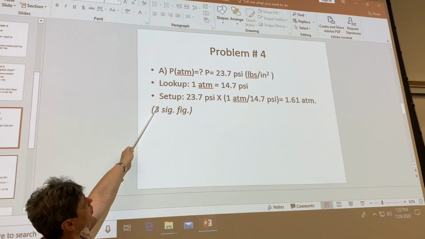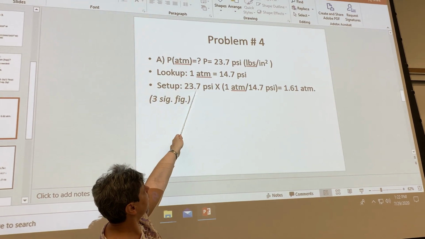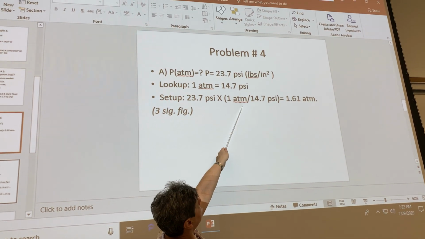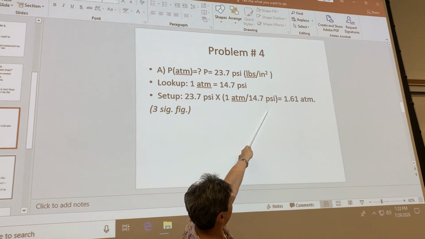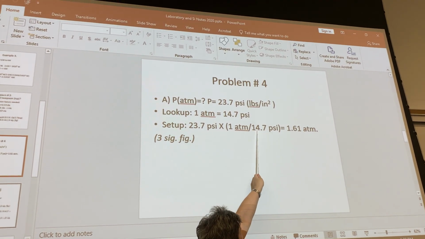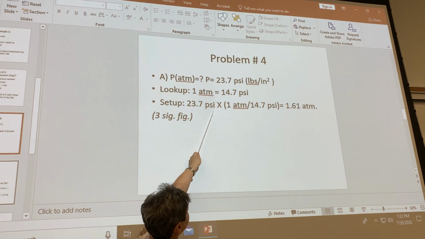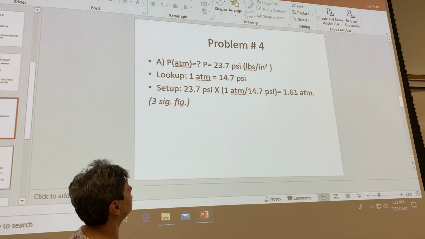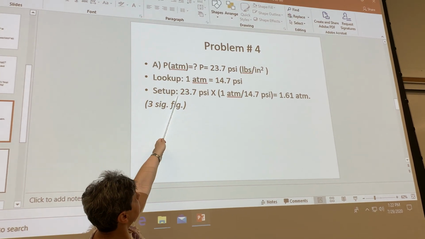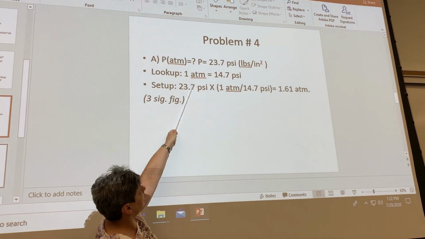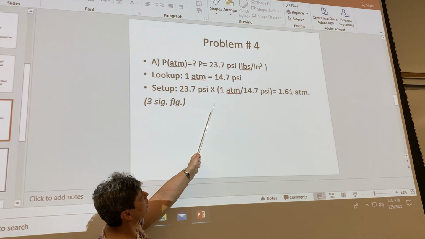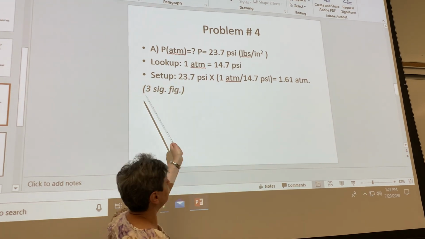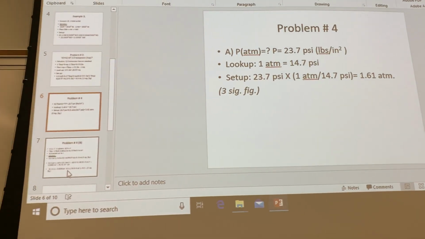Setup here includes starting with 23.7 pounds per square inch times 1 ATM over 14.7 pounds per square inch. Why pounds per square inch on the bottom? Because I have pounds per square inch here and I need to cancel them, so only ATMs remain. I would like to keep my answer to 3 sig figs, because I have 3 sig figs given for my starting parameter. So when I do the math, I end up with 1.61 ATMs, and that should be 3 sig figs. So that's part A.